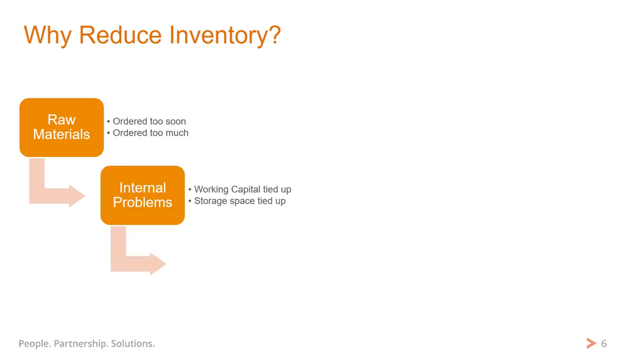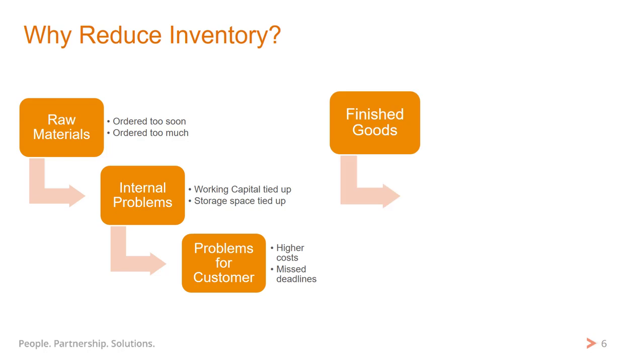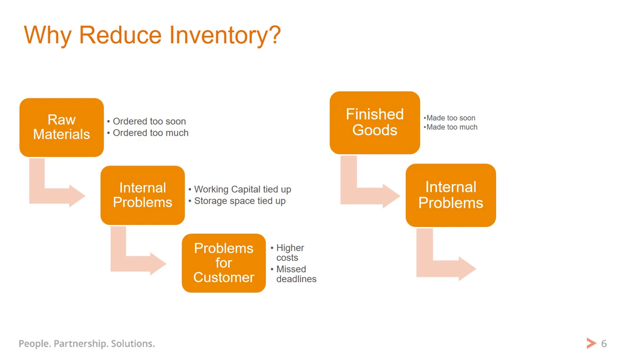This could lead to internal problems, such as working capital being tied up, affecting our cash flow. We can't then use that money for other things. And also to storage space being tied up in the warehouse, which can't then be used for other things. In turn, this can impact the customer because the costs are higher for the finished goods, and potentially we may miss deadlines.